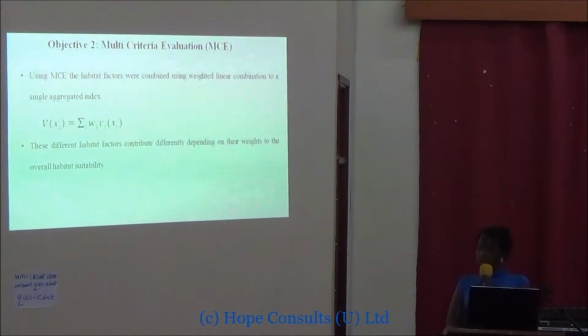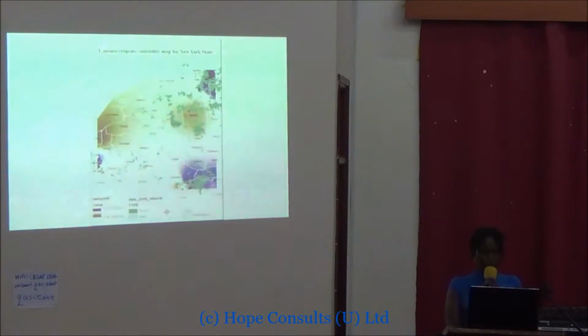After finding out the most important factors, we carried out a multi-criteria evaluation using weighted linear combination, and we did this to come up with a map that shows those areas that are most suitable. And that's the map. The purple areas represent the most suitable habitats, and then the brown areas represent the least suitable areas.